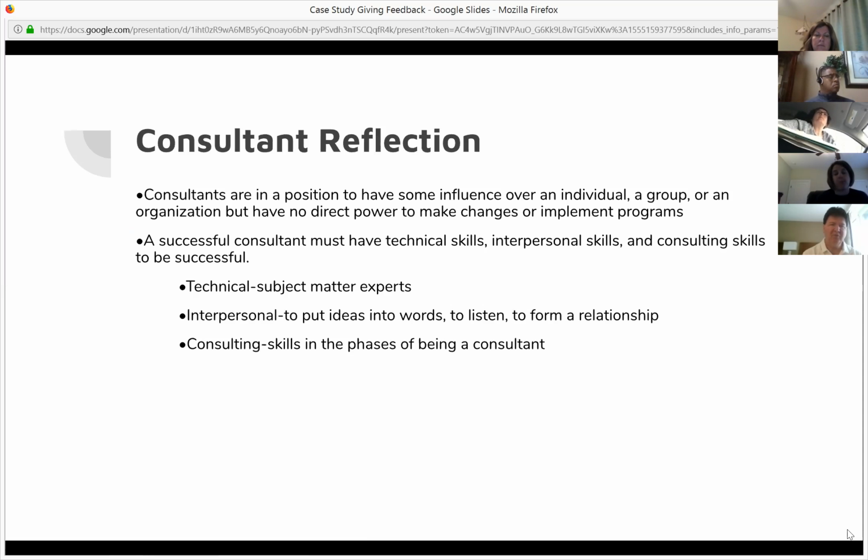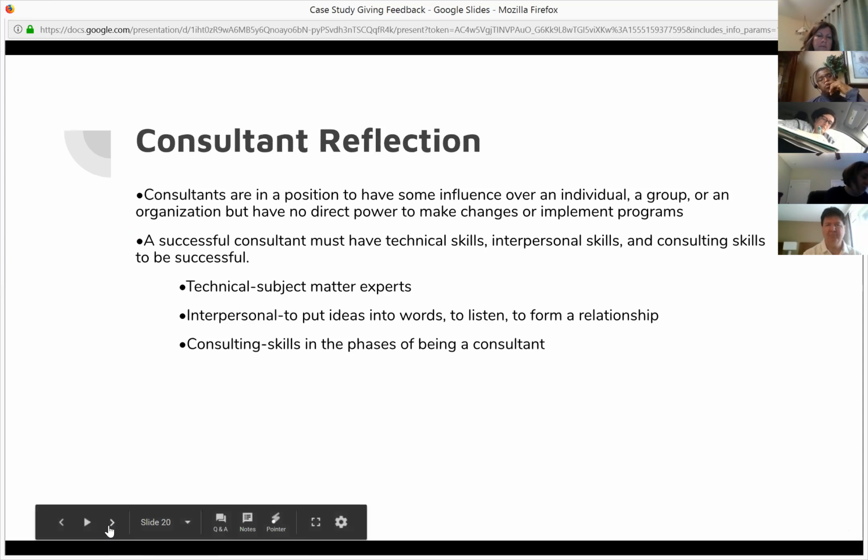And a successful consultant's got to have a combination of technical skills, interpersonal skills, and consulting skills to be successful. And when I say that, the technical is the subject matter expert content. The interpersonal is the ability to put ideas into words, and to listen and to form relationships with the clients. And the consulting part, the skills and the phases of being a consultant as that role.